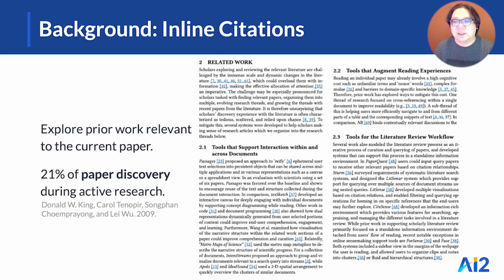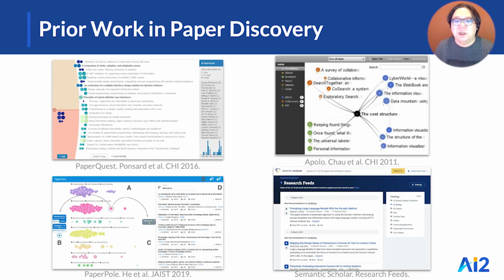Scholars rely on inline citations to navigate to prior work relevant to the current paper. In fact, a prior study estimated that more than 1 in 5 paper discoveries during research are through these inline citations. Even though reading about inline citations is important, most prior systems focused on designing bespoke paper discovery interfaces that are separate from a user's reading process.